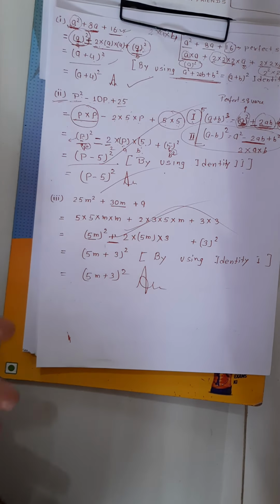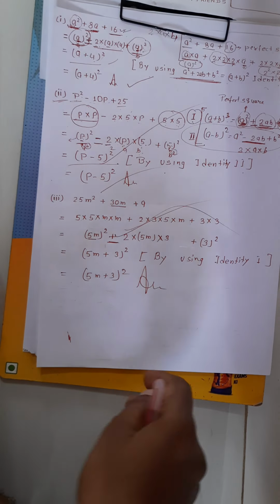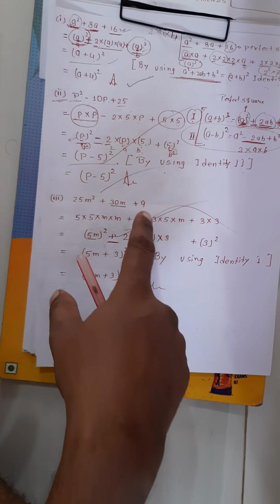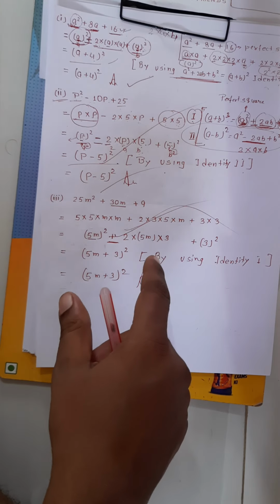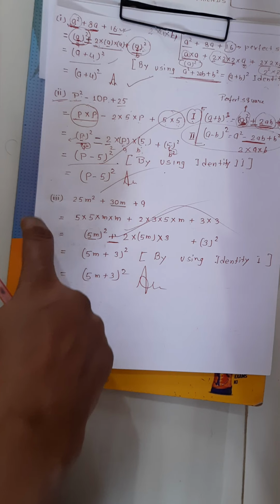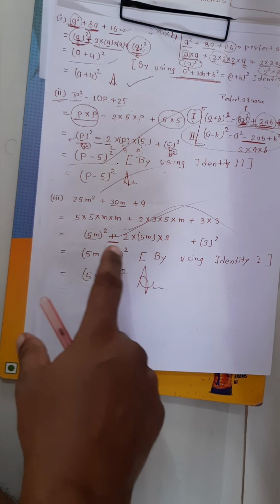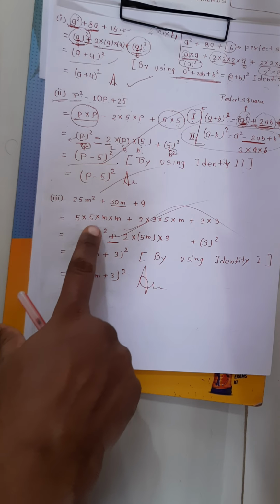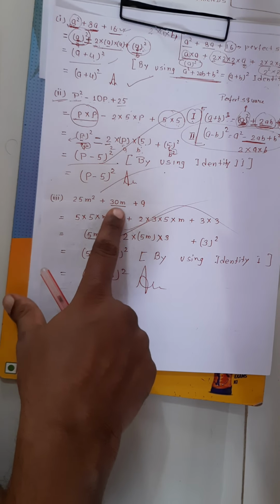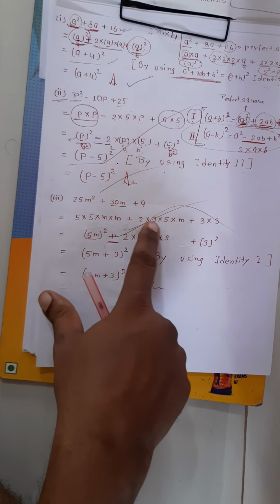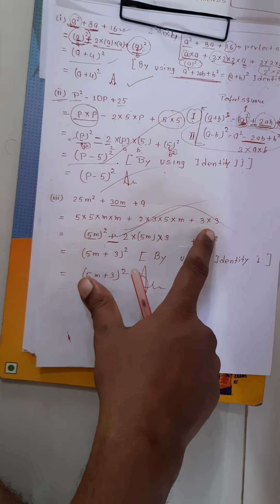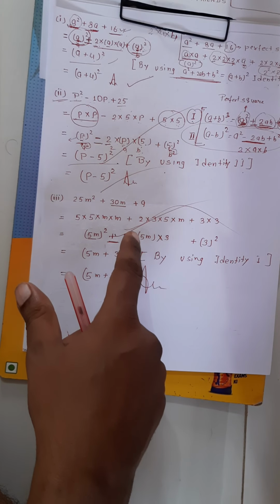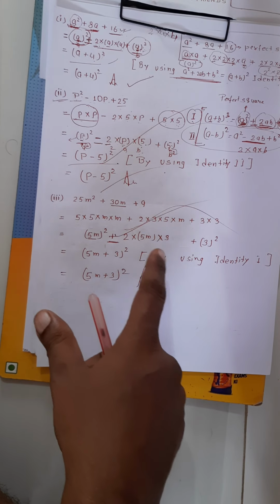Now we have reached question number 3. What is our question? 25m square plus 30m plus 9. First of all, we will factorize each term. For 25m square, our value will be 5 into 5 into m into m. For 30m, our value will be 2 into 3 into 5 into m, and for 9 our value will be 3 into 3. First you check for the common factor.